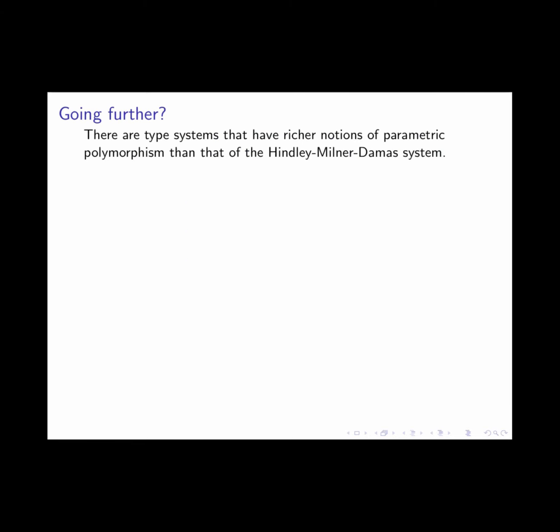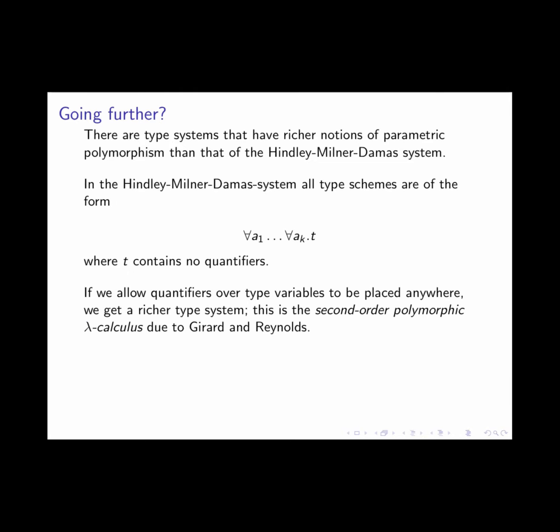Now, another question one might ask is, why stick to Hindley-Milner-Damas? Because we know that there are type systems that have richer notions of parametric polymorphism. In the Hindley-Milner-Damas type system, all the type schemes have all the quantifiers at the leftmost end. So they're written as for all A1 ... for all AK, T, where T is a type with no quantifiers. Wouldn't it be nice if we could put quantifiers wherever we please? And indeed, we can do that.